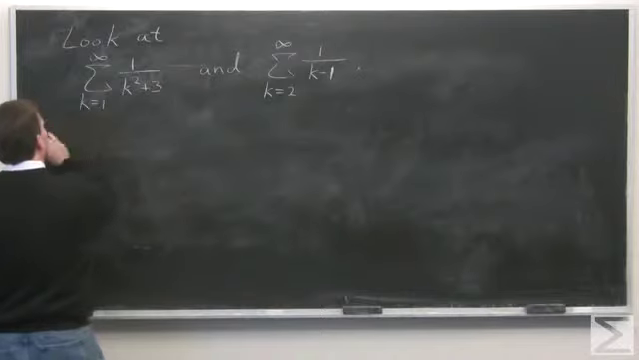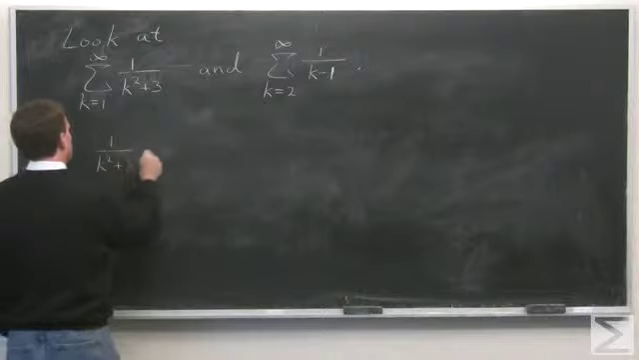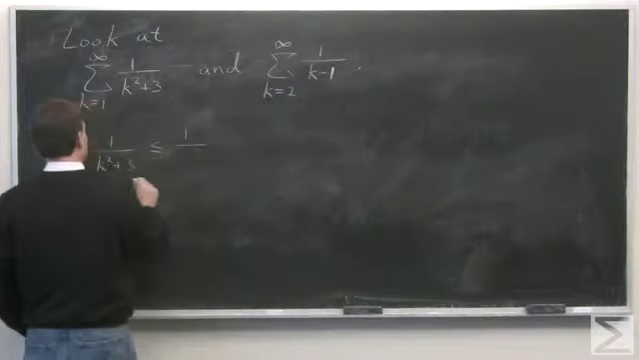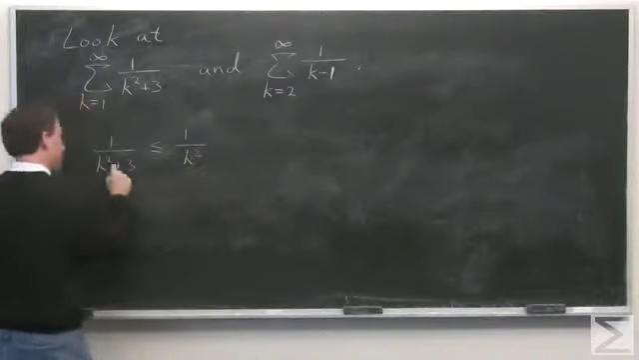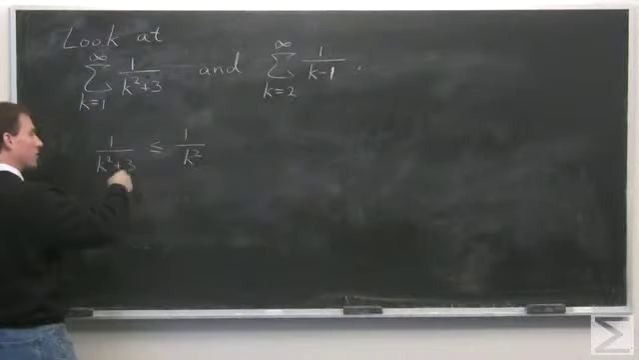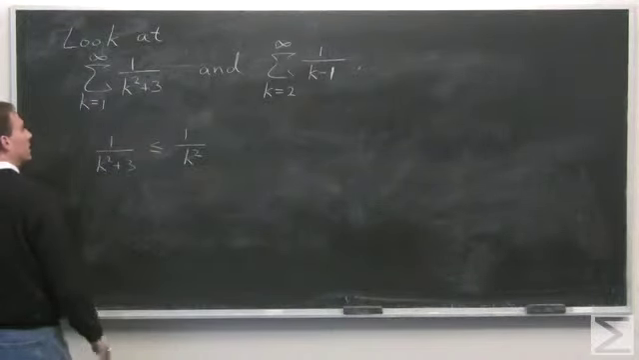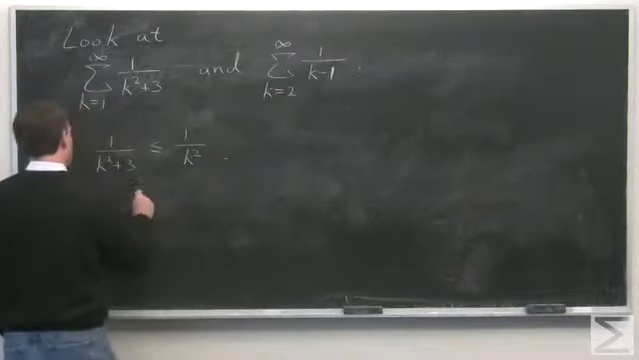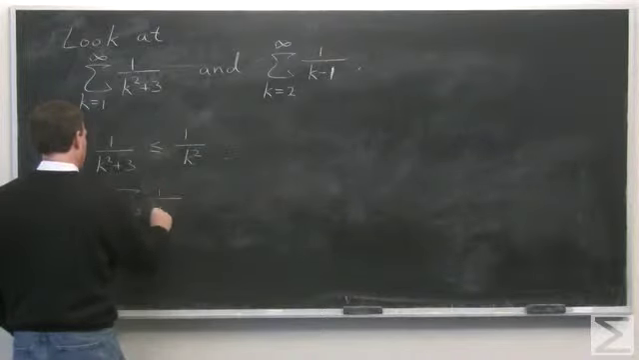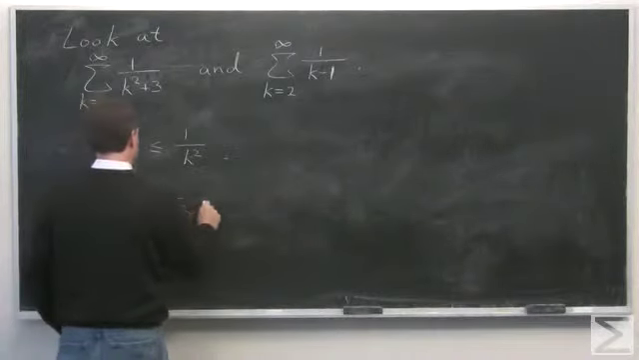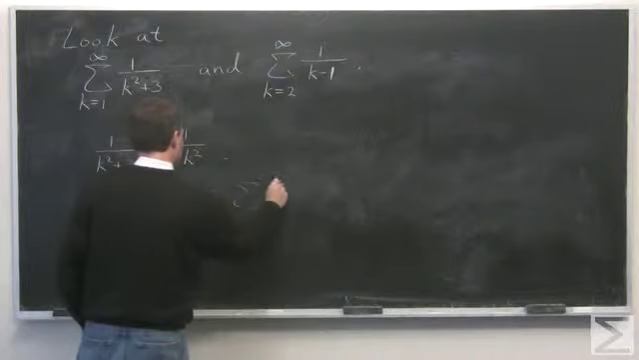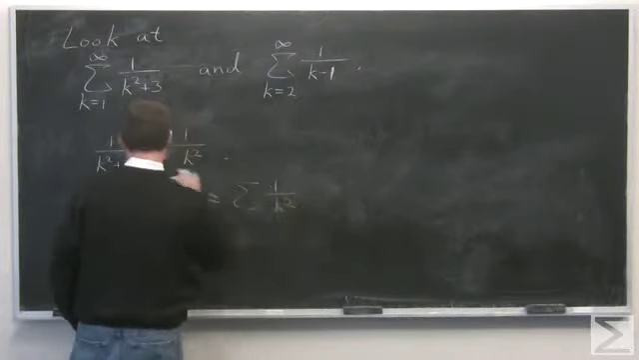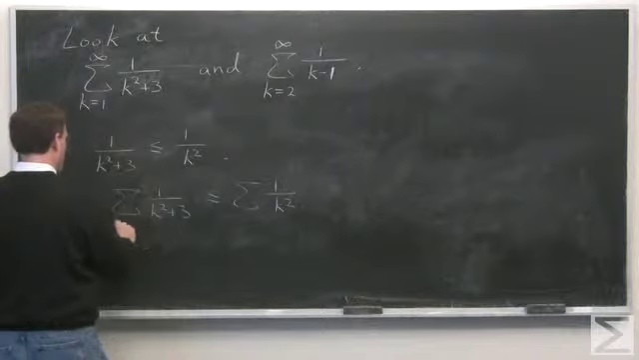What's the big deal? Well, term for term, 1 over k squared plus 3 is less than or equal to 1 over k squared, because k squared plus 3 is bigger than k squared. So term for term, this is true. And what does that tell you? Well, even as far as the partial sums are concerned, I'm writing this for the infinite series, but the terms satisfy this inequality, so certainly the partial sums do.